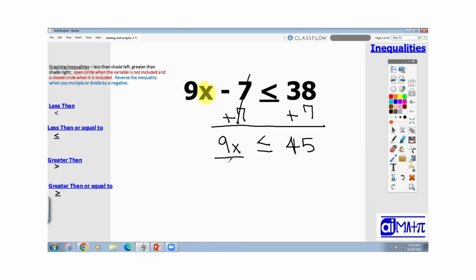I would divide by 9 here. 9 divided by 9 is positive 1. So that leaves me with x is less than or equal to. And 45 divided by 9 is 5. And these we're not going to graph. We're just going to leave these as the correct answer here.